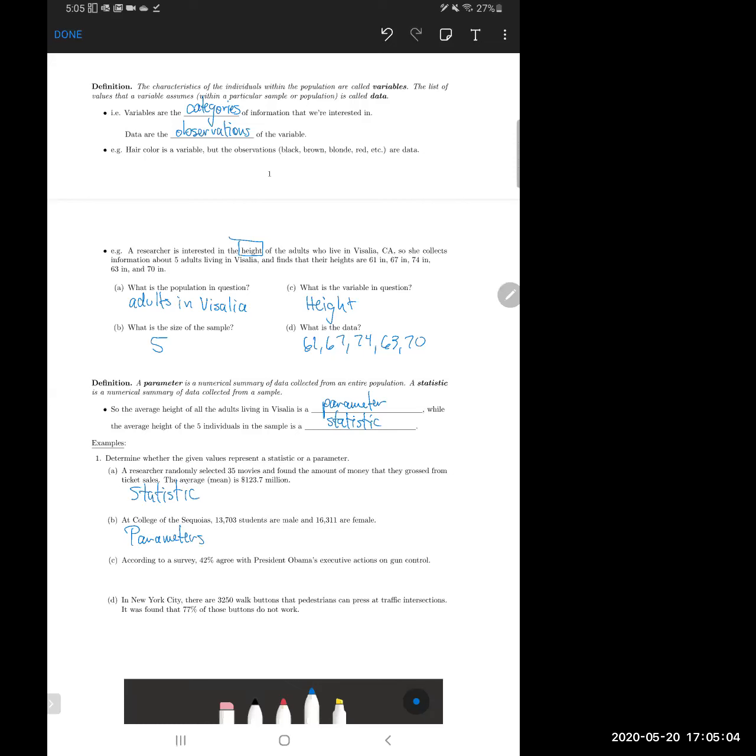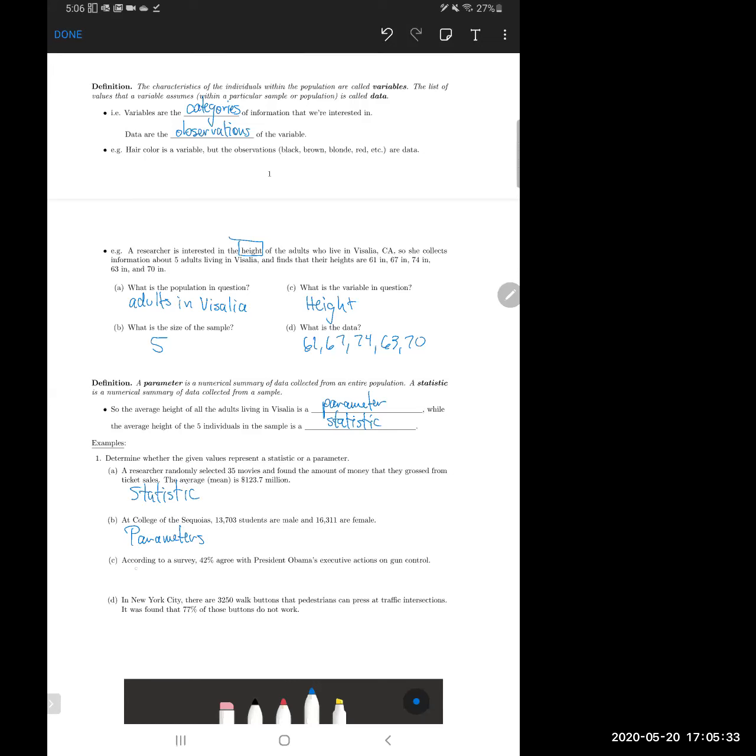Parameters, right? Both of those numbers are parameters because they looked at every student at College of the Sequoias. Okay, part C. According to a survey, 42% agree with President Obama's executive actions on gun control. Oh, these are outdated notes, right? Who's President Obama? Anyway, we'll just go with it. So according to the survey, 42%.